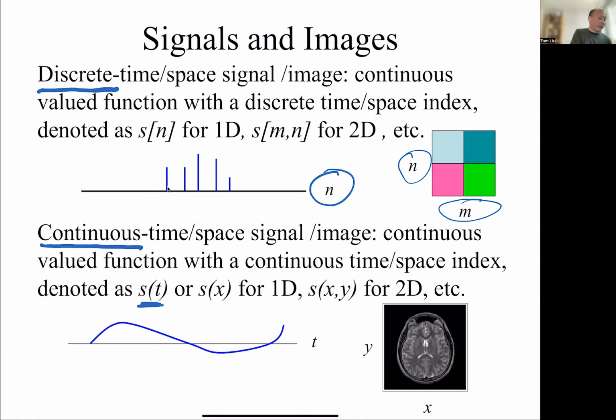For imaging, we're definitely going to want to be 2D, right? So we imagine objects as a function of both X and Y. And we assume that X can vary continuously and Y can vary continuously. So the main thing here is the variables X and Y can vary continuously, whereas for discrete, the variables M and N, we assume are integer values, right?